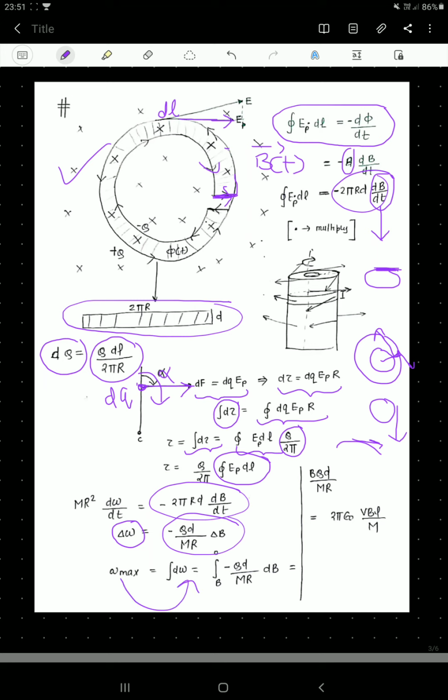So omega max can be written as the integral of d omega, with the magnetic field changing from B to 0, so it can be written as B q d by m r, and that could be written as 2 pi epsilon naught v B l by m. Now it is very astonishing to see that in both the cases the formula is coming the same, or the maximum value of omega is coming the same. Now the JEE part ends here, and we jump into the Olympiad part.